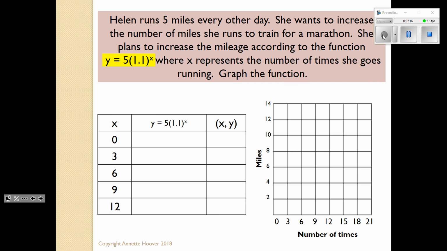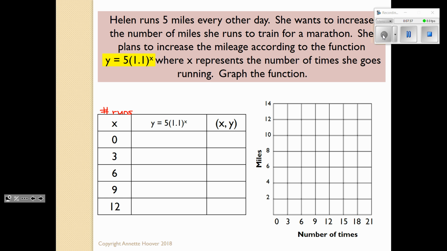Let's look at an example from the real world. Helen runs 5 miles every other day. She wants to increase the number of miles she runs to train for a marathon. She plans to increase the mileage according to this function, where x represents the number of times she goes running. So this is the number of times she runs.